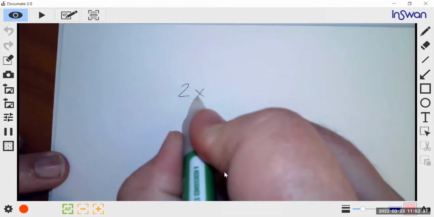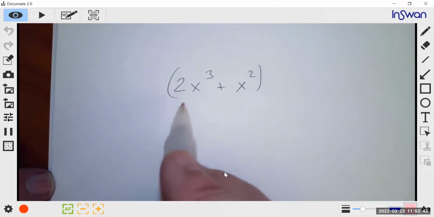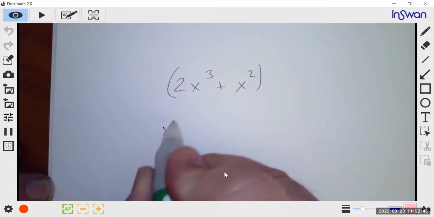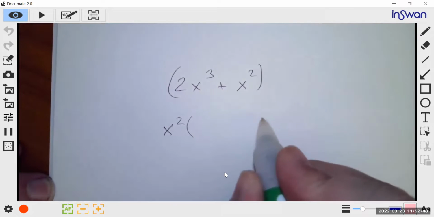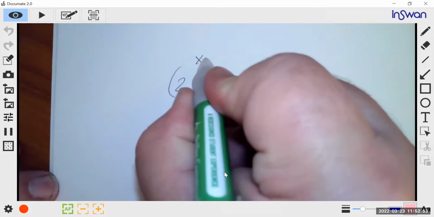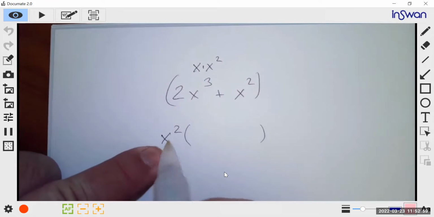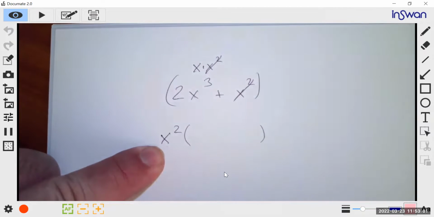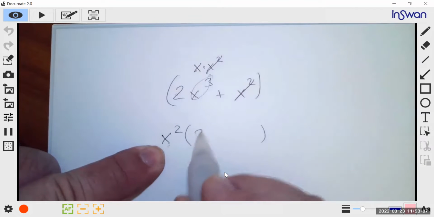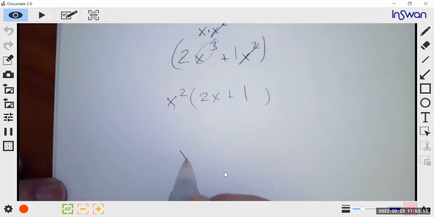In the first part, when I had 2x cubed plus x squared, what they had both in common was x squared. So 2x cubed is actually x times x squared, right? Since I took out an x squared, I removed it from inside there. It's now in front. So all I have left is 2x plus 1. And the same thing happens with our bigger equation.